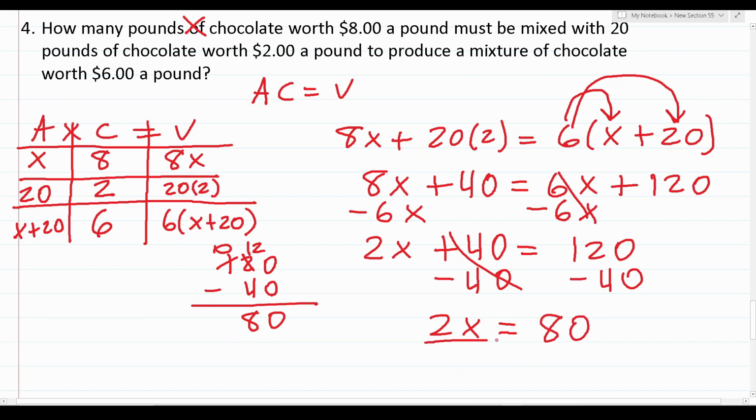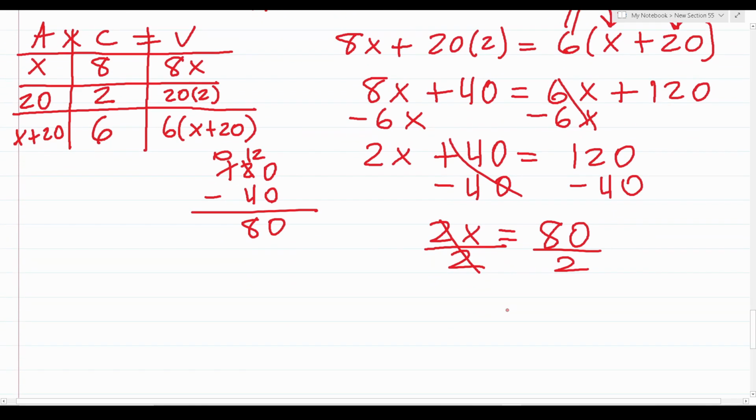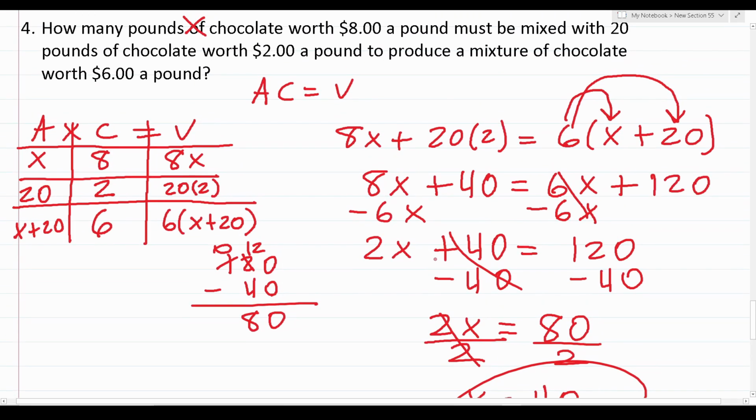Again, finally, we want to get x by itself, so we'll divide both sides by 2. This will cross out here. So this will be x equals 80 over 2. Again, this should be pretty easy to do mentally. 8 divided by 2 is 4, and just tack on that 0 there. All right, so we can see that x is 40.